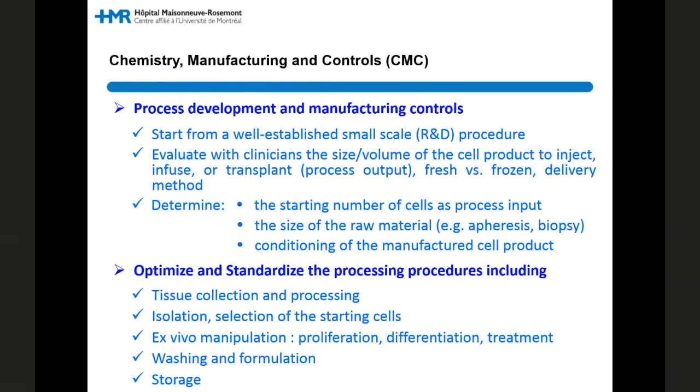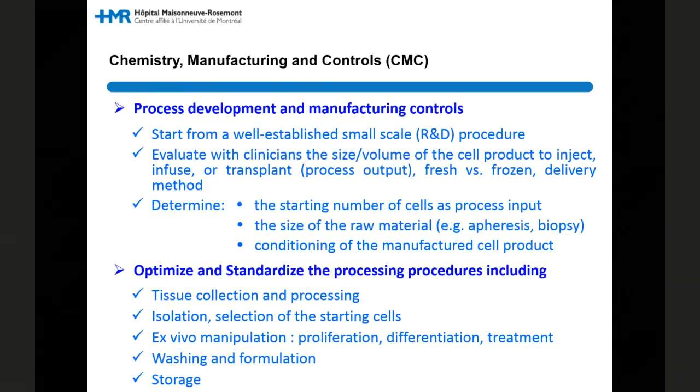Never drop your product, because as a discoverer, you're the ones who have most knowledge of how to do these things. And determine the start number of cells, the size of the raw material that you need. Are you able to get these in the right quantities? And are you going to be able to afford all the reagents? Because the antibodies, the growth factors, they can be pretty expensive.